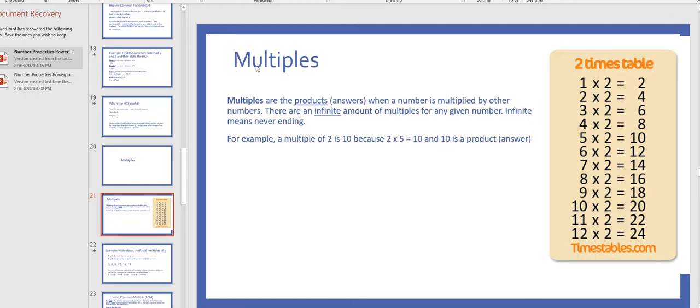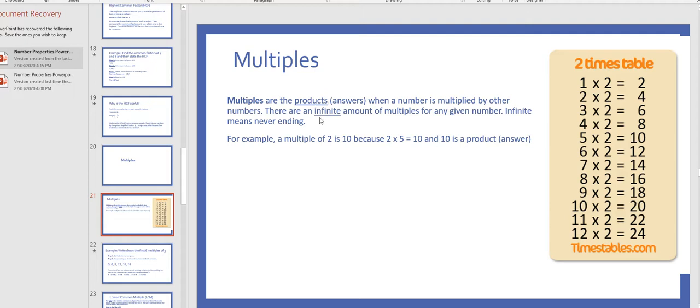The word multiple, you can almost see multiplication in there. So when you see the word multiple, think of multiplication, because that's what we're doing. Multiples are the products or answers when a number is multiplied by other numbers. Product is a key word you'll be seeing in maths, and whenever you see the word product, you also think of multiplication. Okay, and they are the answers when we multiply numbers.